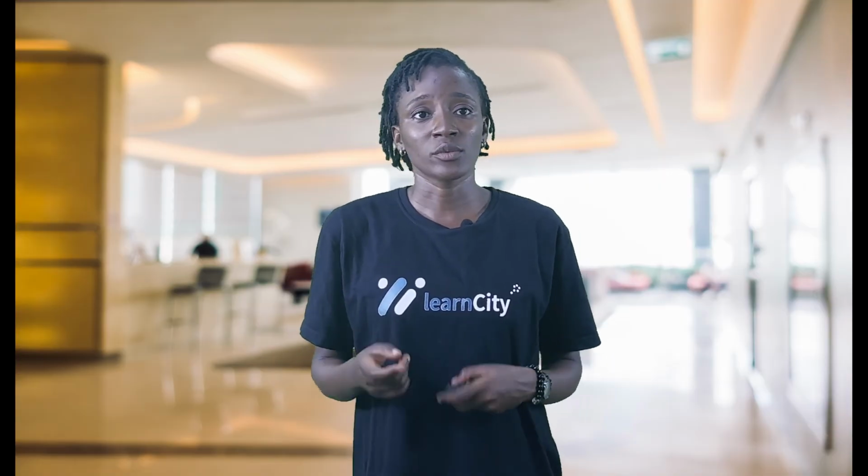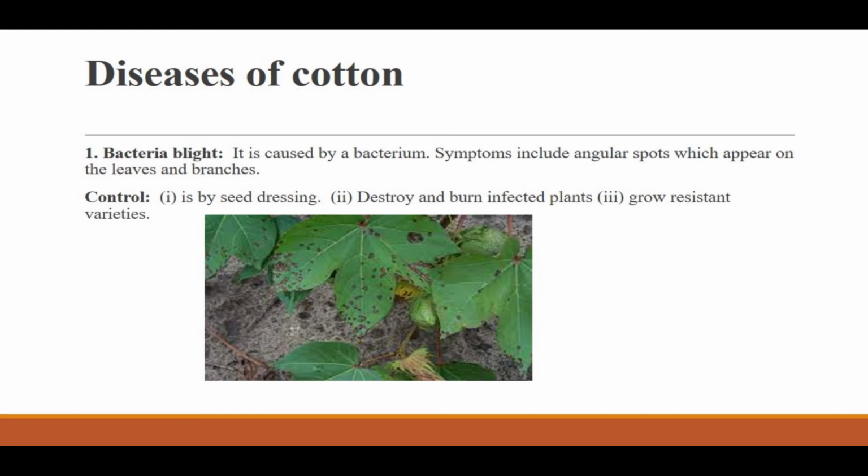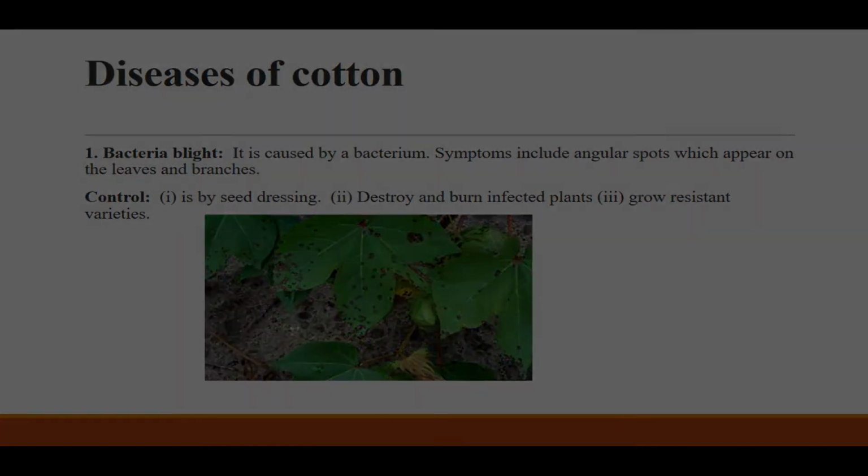Disease of cotton: we have the bacterial blight, and it is caused by a bacterium. The symptoms include angular spots which appear on the leaves and branches. How do we control them? We control them by seed dressing, by destroying and burning of the infected plants, and we also control them by growing resistant varieties.